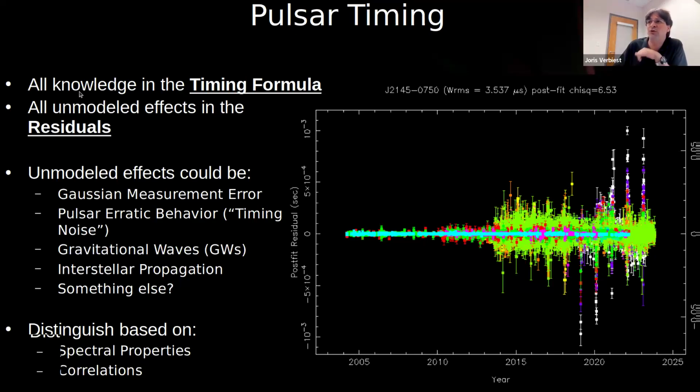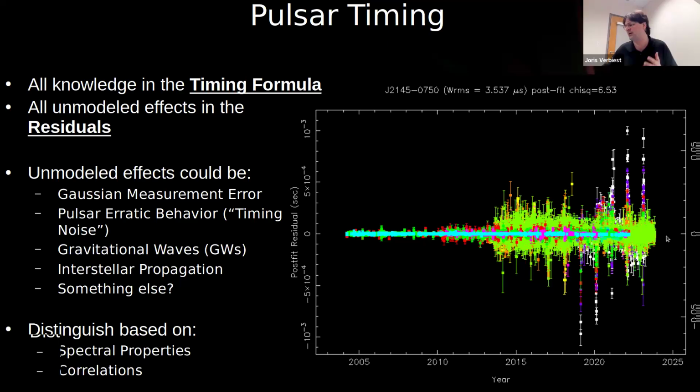So just to recap, all the knowledge that we have, everything that we know and can predict is in the timing formula. Everything that we have not correctly modeled yet is in the residuals. And there's a whole bunch of unmodeled effects that would be in these residuals. Here on the right, we have, again, it's slightly outdated, but not terribly much.